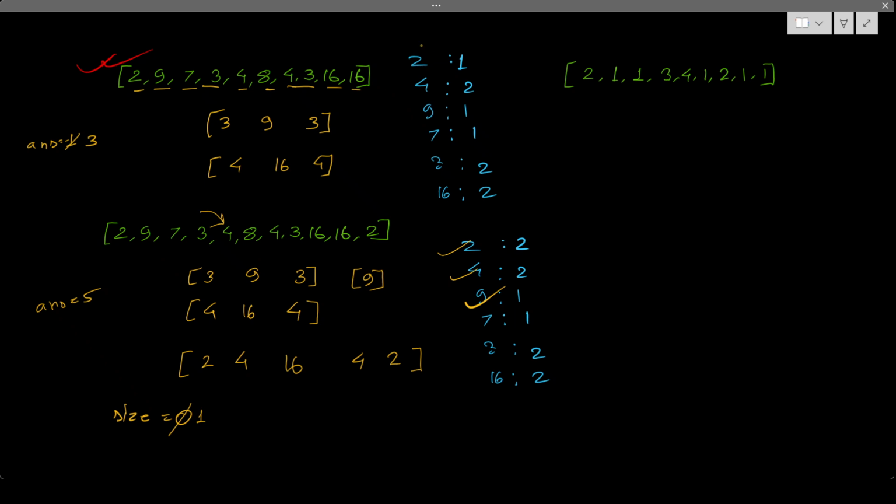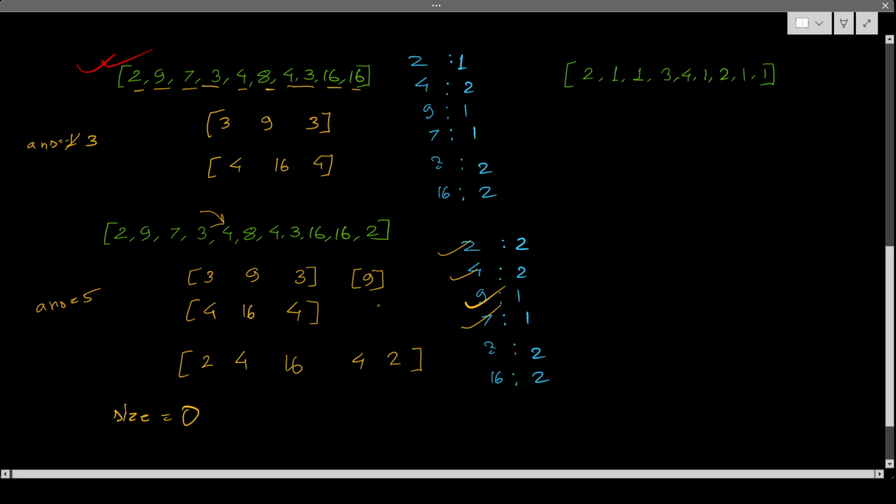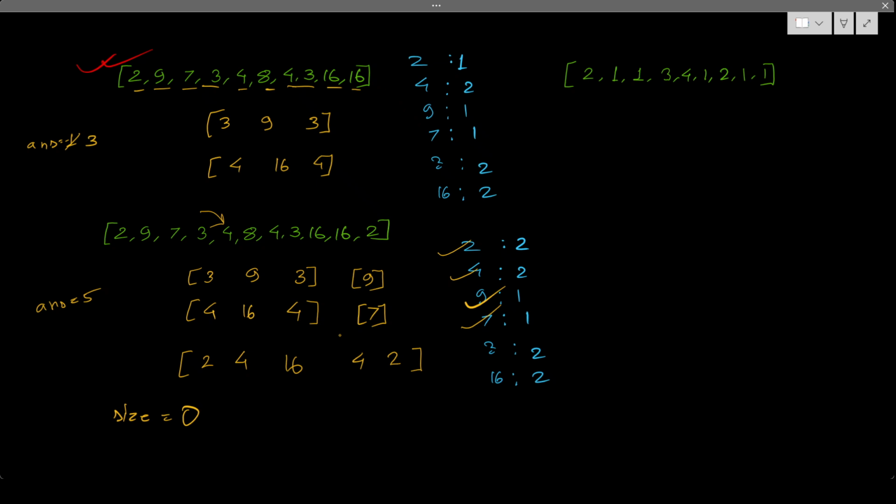What is the maximum size of the answer right now? It is 5, so I will not update. The size will be 0. Then 7 can also contribute as a single one, so 7 is also 1. For 3, let's check: is 3 present twice or not? Yes, 3 is present twice. Is the square of 3 present? Yes, 9 is present. So 3 is also present twice.